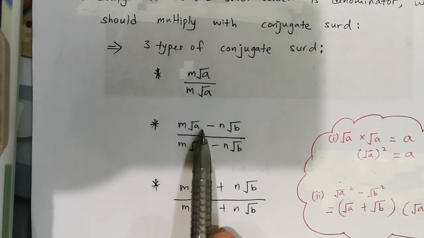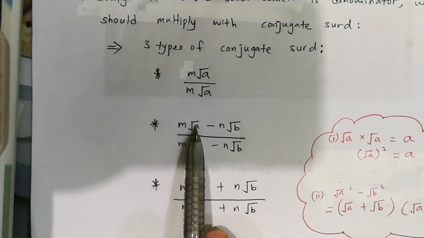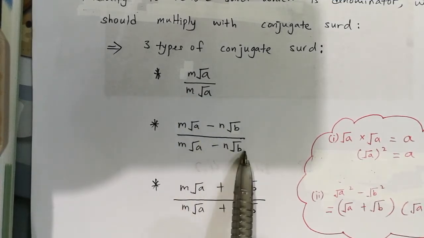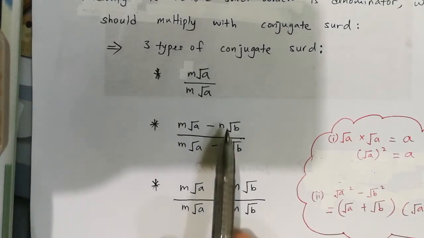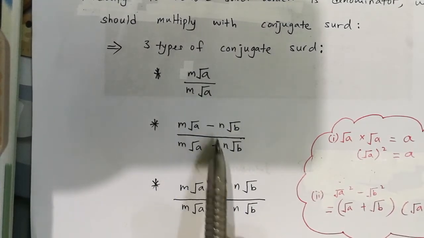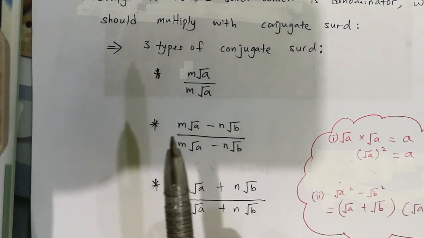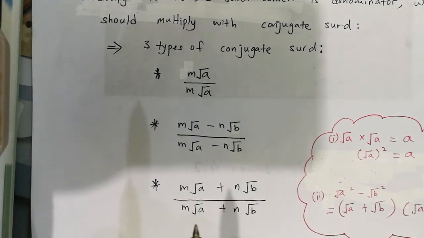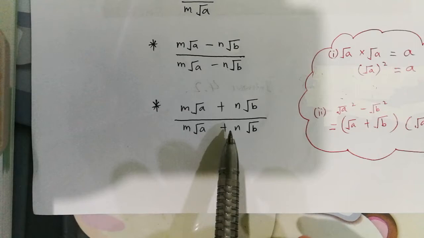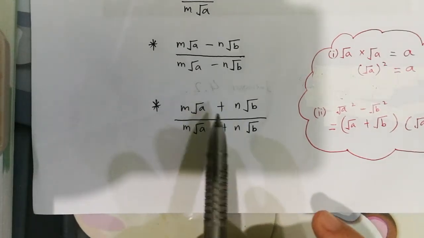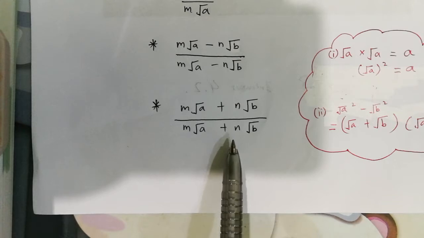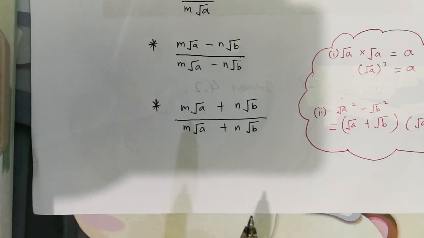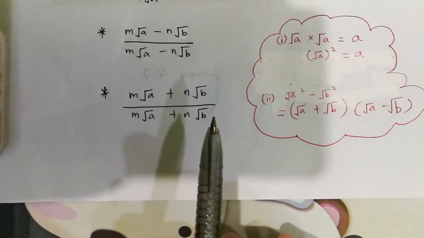Or sometimes you will need something like this. Very long, but you see this is m root a plus n root b, down also m root a plus n root b, so actually this is also 1. Just that this is minus only. There are two surd numbers here. So when the denominator has two surd numbers, then you will choose something like this. When the denominator has plus or minus, then you have to see which one is more suitable. This is the same here, only this is minus, this is plus. Later we'll see examples of when to use the plus and when to use the minus.